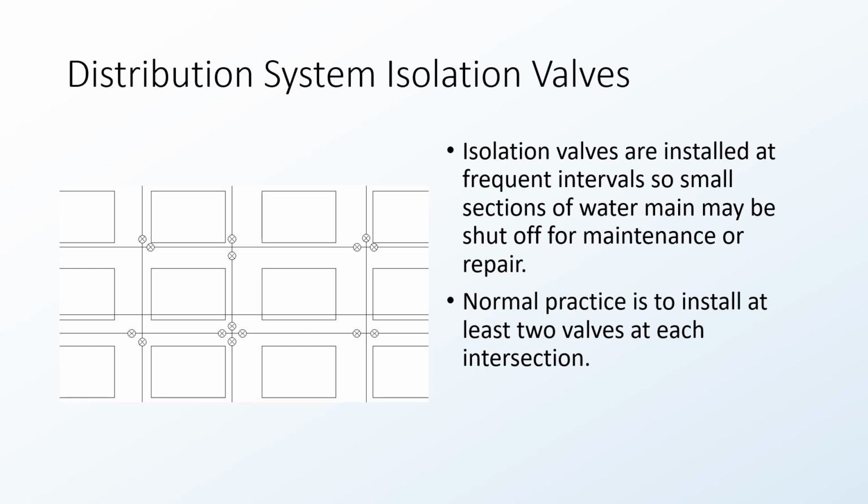And if you look at this diagram off to the left, you'll see that there's various frequencies in which the number of valves are installed. And you are going to see valves more frequently at an intersection. And then when you do see a single valve, it might be in the middle or in between intersections, just to minimize the number of services that would be out in the event of a shutdown.